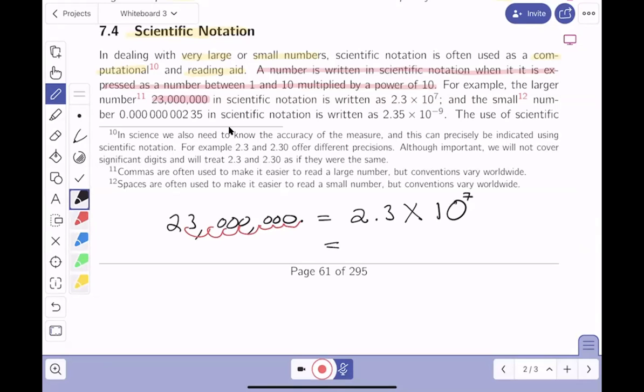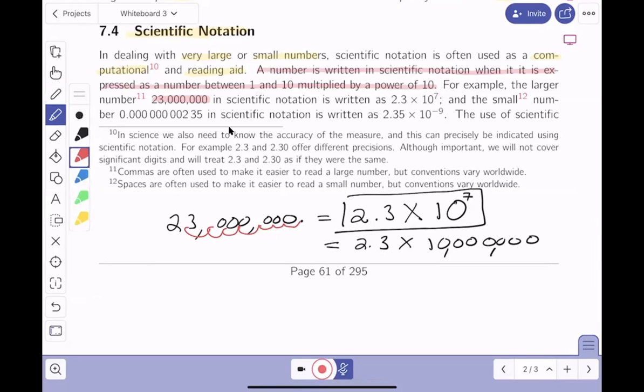Someone says, what's 10 to the 7th? I'll write it down for you. And if you did that, you would get 23 million. We prefer the look of this one up here. It's so easy for us to read that. All right. So I want to point out that's given in the notes. It's right over here. This also works for really small numbers.